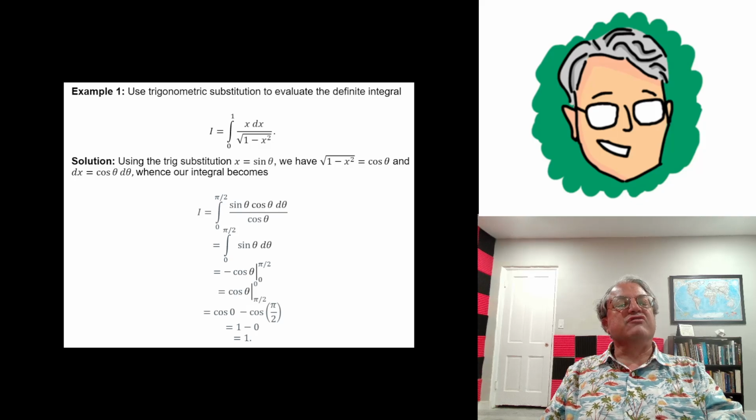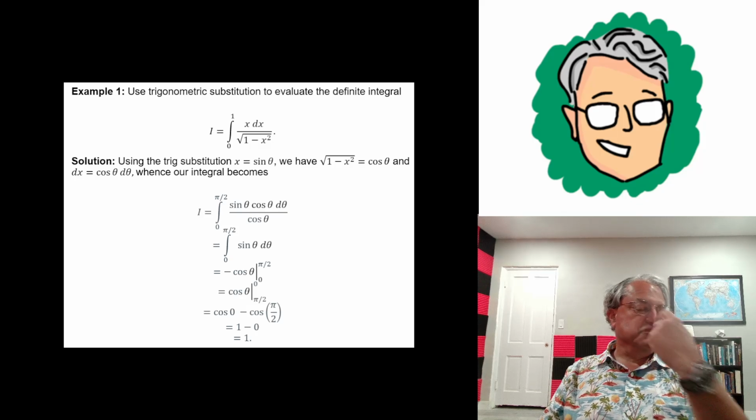In this case, our original variable was x, and we let x be sine theta. So we're substituting for theta now. Theta is the arcsine of x, and the arcsine of 0 is 0. Arcsine of 1 is pi over 2. So now our integration limits become 0 and pi over 2, and we're integrating from 0 to pi over 2 of sine theta d theta. This is a very easy integral.